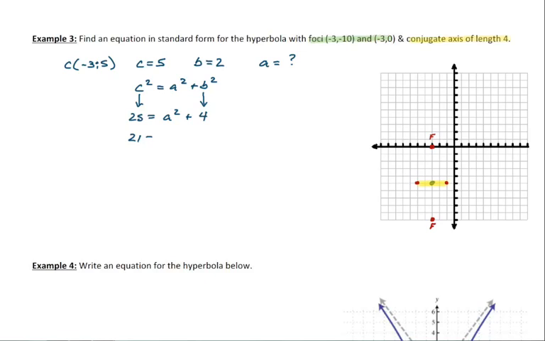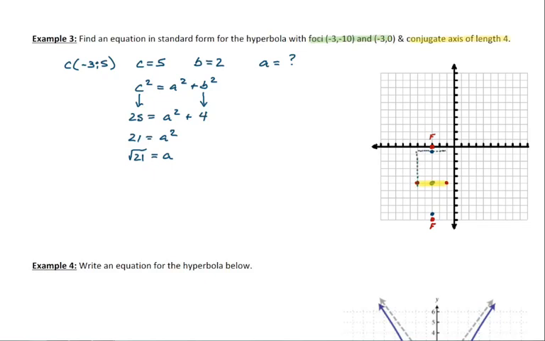So I have this here, 25 equals a squared plus 4, which was my b value squared, and then solve for a. So 21 is going to equal a squared, which means a is going to be the square root of 21. So I have a and b and my center. I should be able to write my equation.